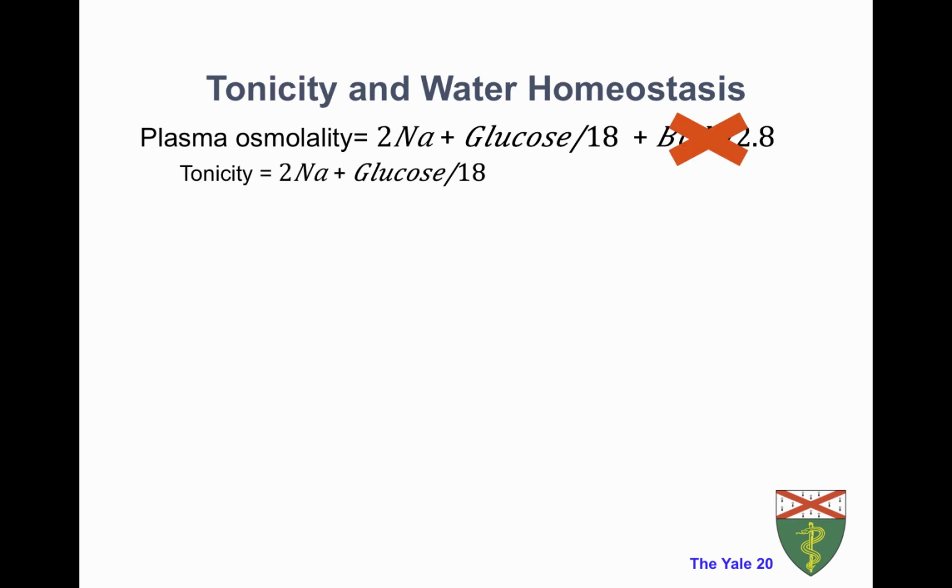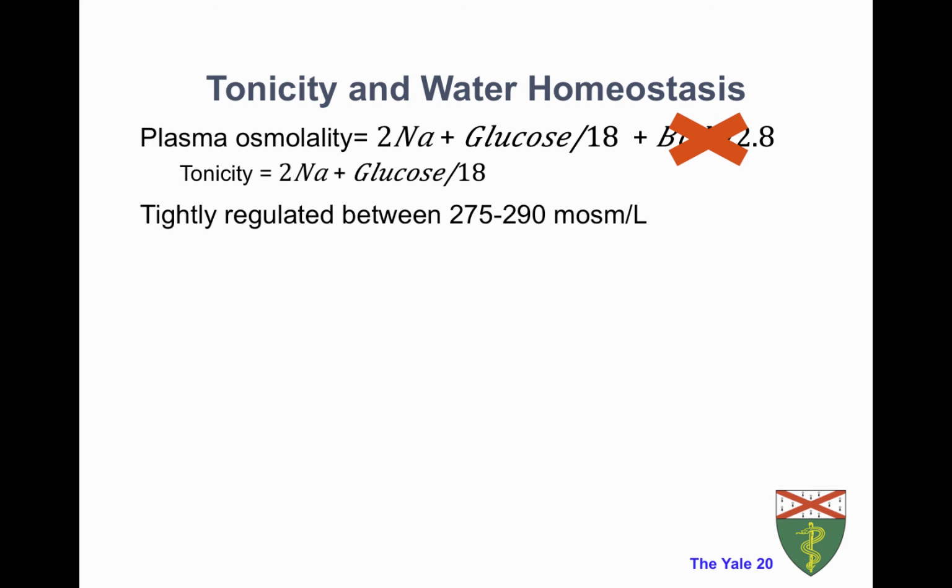Now, as a minor point of clarification, the plasma tonicity and plasma osmolality are actually slightly different. Plasma tonicity is otherwise known as effective plasma osmolality and is calculated as well by adding 2 times the sodium plus the glucose divided by 18, but does not include the contribution from urea. And this is because urea is an ineffective osmol. It equilibrates freely across cell membranes and thus does not influence the shift of water in one direction or the other.